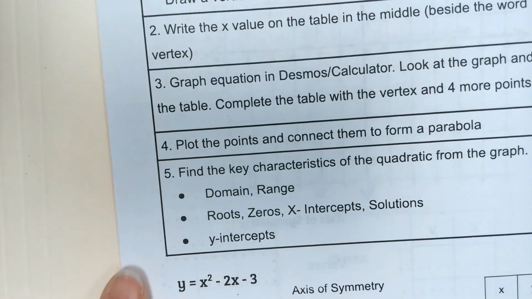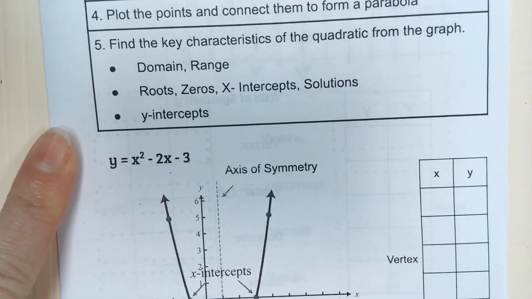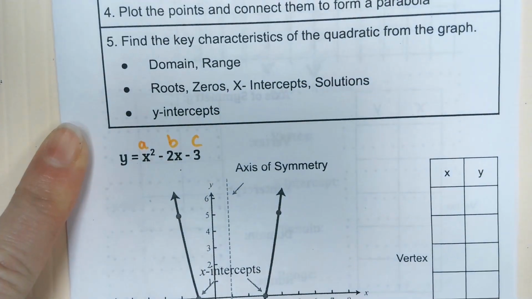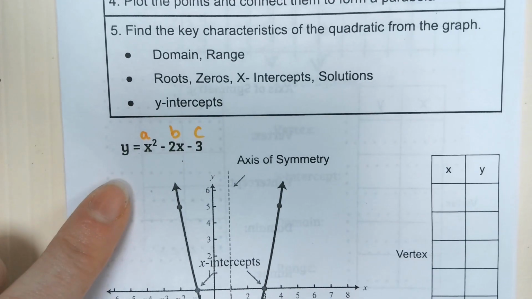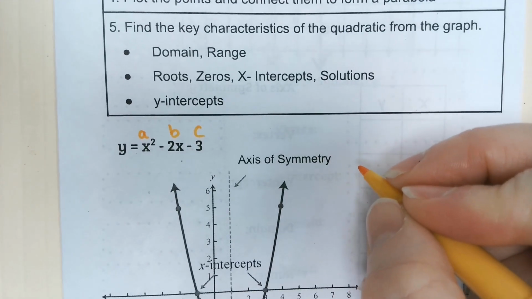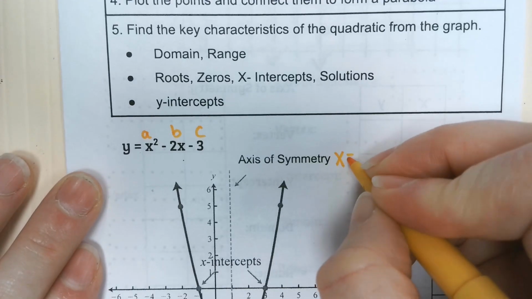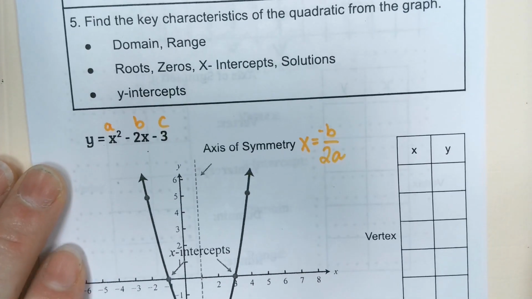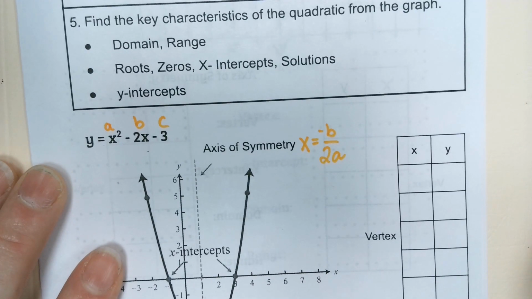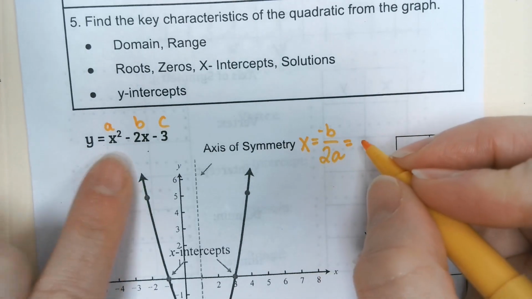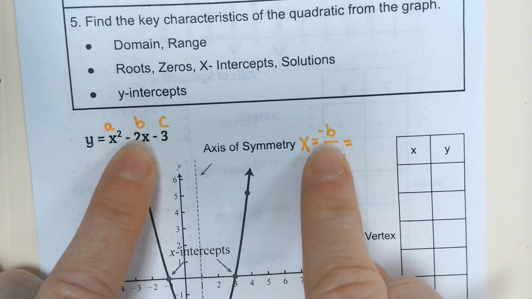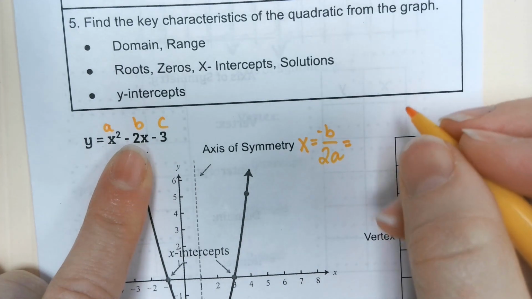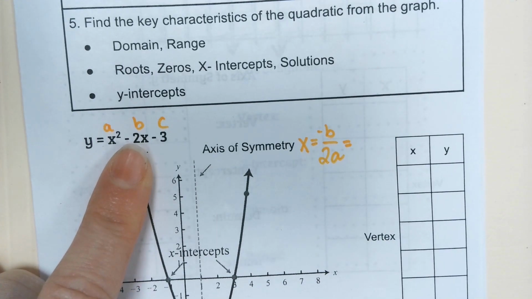So let's go ahead and find the axis of symmetry on this. We can see it, but I do want us to go ahead and find it using the formula. So label these a, b, and c. Our axis of symmetry is x equals negative b over 2a. So we're going to plug in the numbers. This says negative b, but b is already negative. So if I say negative negative, what does that actually mean? They cancel each other out. Negative negative makes it a positive.